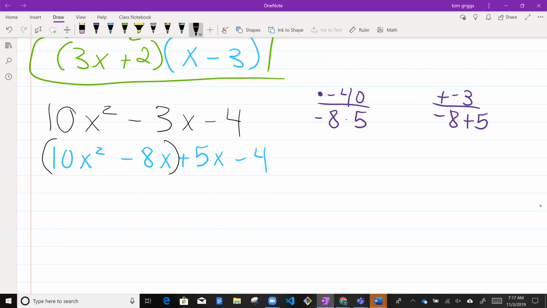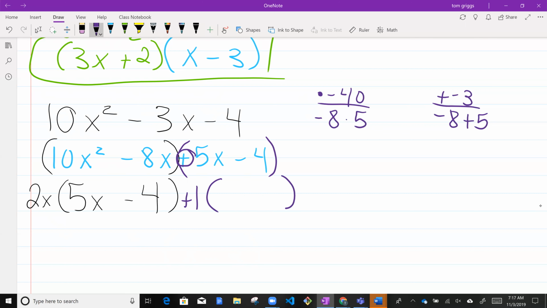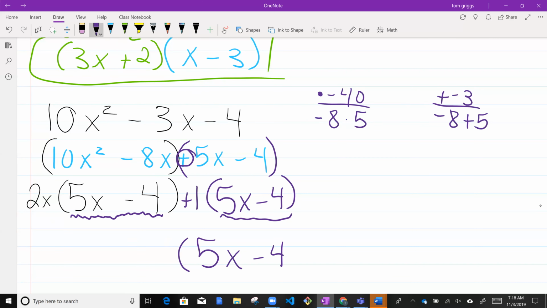That first group has a greatest common factor of 2x. 2x times what gives us 10x squared? 5x. 2x times what gives us negative 8x? Negative 4. In the second group, again, they have nothing in common, so we can't really take anything out except for a 1. And in this case, since that lead number is positive, we're going to take out a positive 1. That should make sense because 5x minus 4 is what we got in that first group. And that, of course, is what we're going to get in the second group if we divide out a 1. So 5x minus 4 is half your answer. The other half is 2x plus 1.